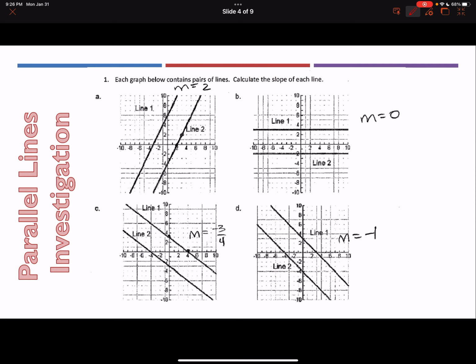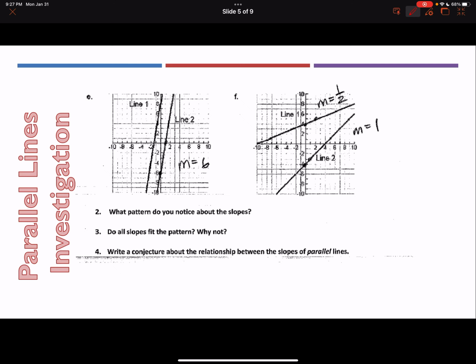All right, so let's look at these. Here's my answers. For letter A, both lines had slope equal to 2. Letter B, both lines had slope equal to 0. C, both lines had slope equal to -3/4. D, both lines had slope equal to -1. And then E, both lines had slope equal to 6.